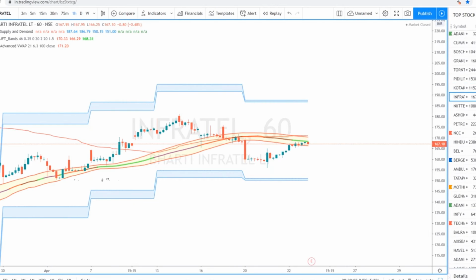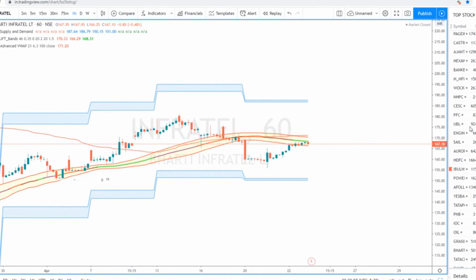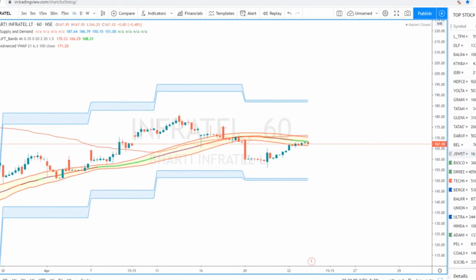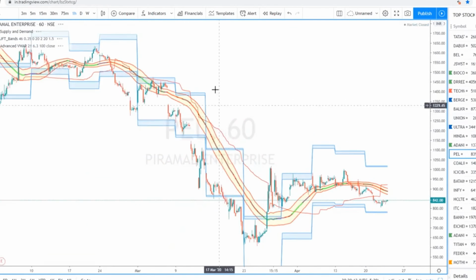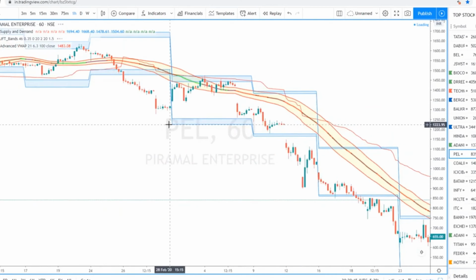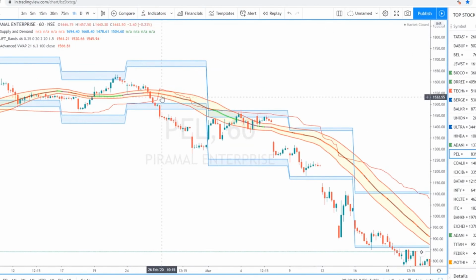So let me go for the opposite side. Probably I will go for this one. Okay, this is where the advanced VWAP has gone up. And what happened? Look at the fall. After the weekly zone, advanced VWAP bands have been broken.